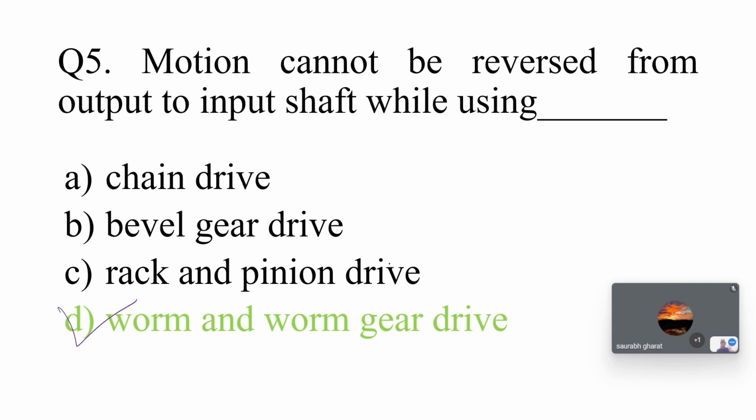Okay. Rack and pinion, you know, it is used to convert your rotational motion into linear or linear to rotational motion. The bevel gear I told you is for 90-degree translation, and a chain drive again is for parallel transmission. So worm gear is the only correct answer for motion that cannot be reversed from output to input shaft. For this, worm and worm gear is the only correct answer.